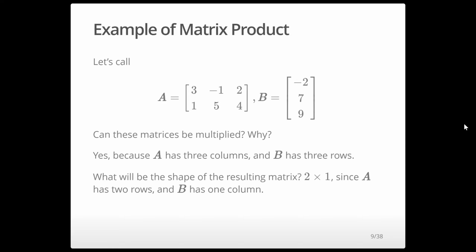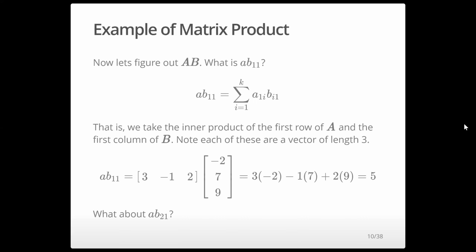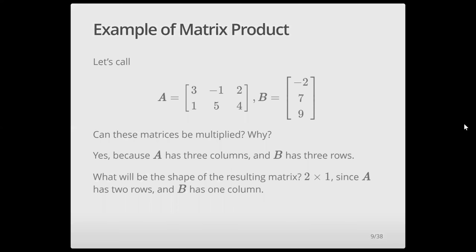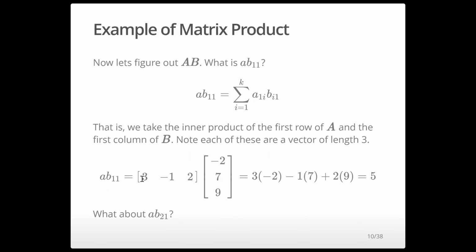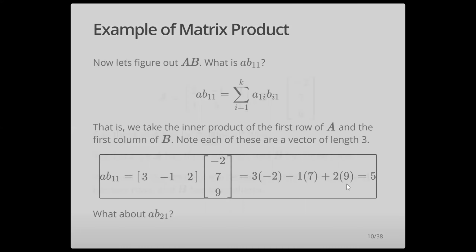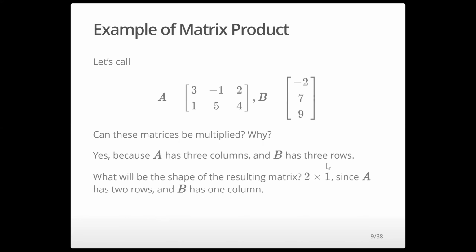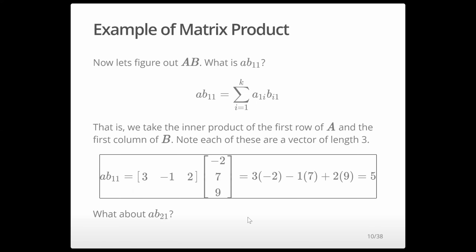Now that we've established all that, let's get to work. What is AB11? AB11 is the inner product of the first row of A and the first column of B. We take the first row of A, which is 3, negative 1, 2, and that gets put over here. The first column of B is just the only column it has. We take the inner product of these two, and it turns out that's 5. So that's the entry for AB11.